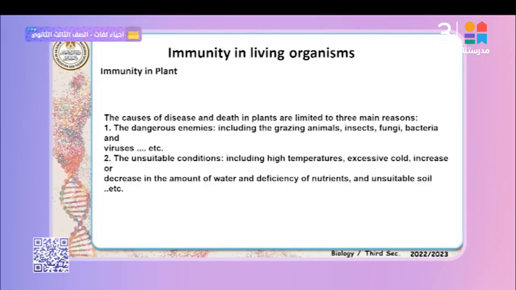Causes of disease and death in the plant are limited to three main reasons. Number one, dangerous animals, including grazing animals, insects, fungus, bacteria, and virus. Number two, unsuitable conditions, including high temperatures, excessive cold, increasing or decreasing the amount of water, deficiency of nutrients, and unsuitable soils.